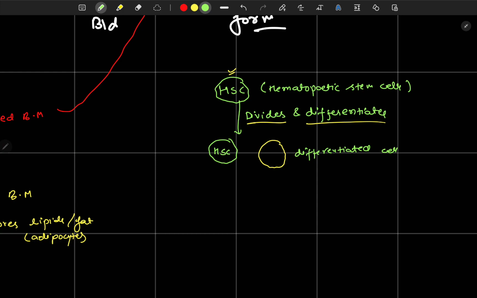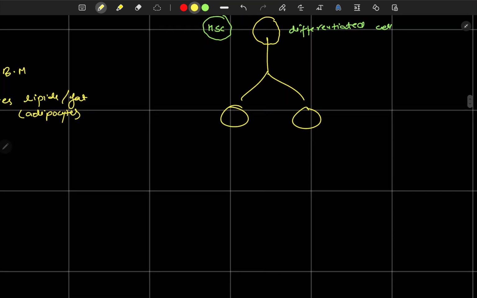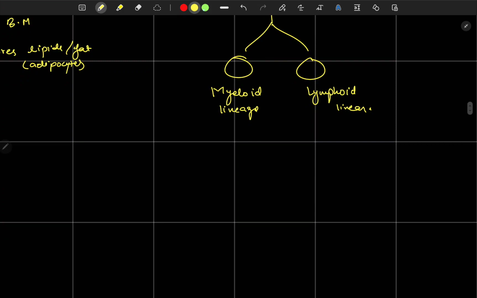This is the differentiated cell. Now this cell divides into two cells. And these divided cells will get into two different lineages of blood formation. One is known as the myeloid group of cells and the other is known as the lymphoid group of cells. This is the myeloid lineage and this is the lymphoid lineage. The myeloid lineage will give rise to all the different types of cells we know.